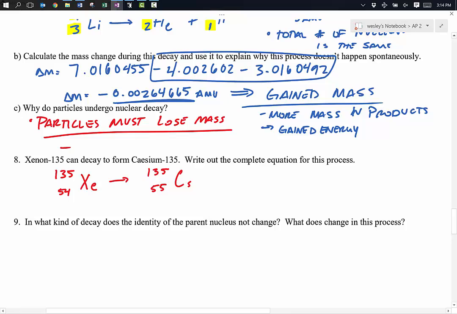So this is beta decay going on, right? And so what we have here is something coming out of this that is taking away a proton. What we have is a neutron randomly turning into a proton.